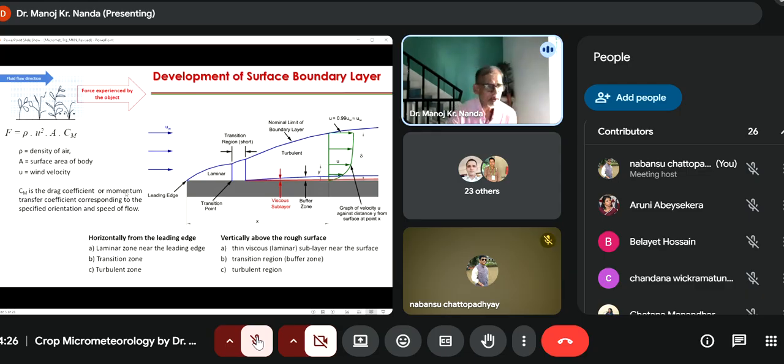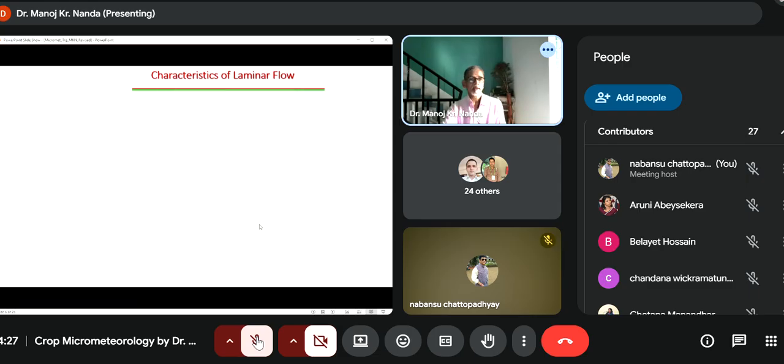Actually, let me tell you the basic concept of laminar layer. Before that, let me finish this slide. So horizontally from the leading edge, you are getting three zones, and vertically from the bottom, you are getting three zones. One is laminar sublayer, then there is a viscous sublayer, then there is a transition zone, then there is some kind of turbulent layer, and after that there is maybe a free flow zone.